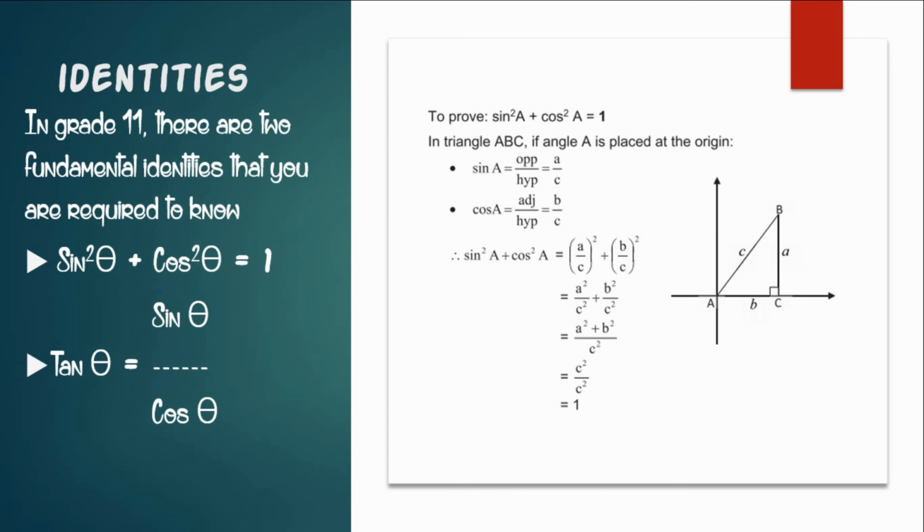So that's where the identity comes from. Sometimes you may be required to prove it, sometimes you may not be, and in most cases you're not required to prove it, just for safety first. So let's go to the examples.